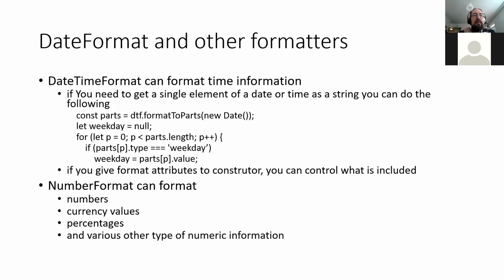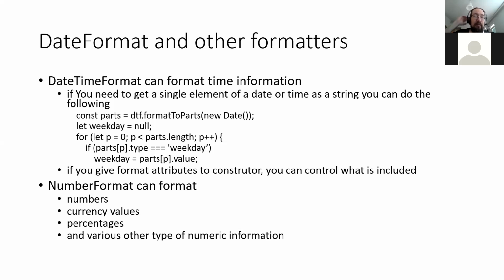So date format can format a date object, and it can also give you the separate parts separately if you want to organize them yourself. It has this formatToParts method, and you can go through these parts and check the type. For example, if the type is weekday, then you know, okay, this is the weekday formatted whichever way you specified, and then you can put it where you want.